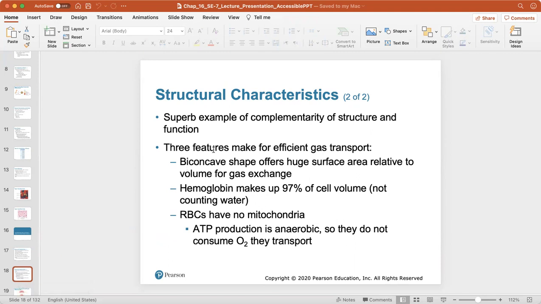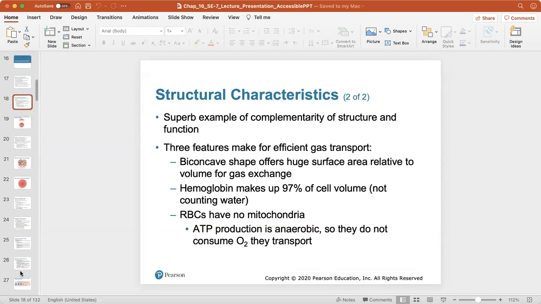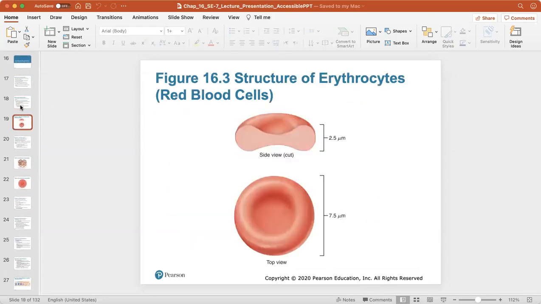Three features make the red blood cell very efficient for gas transport. The biconcave shape offers a huge surface area. Hemoglobin makes up 97% of the cell volume, and hemoglobin is the protein that transports oxygen. Red blood cells have no mitochondria, so their ATP production is anaerobic. What that means is that they're not consuming the oxygen they transport, which is important. So all the oxygen that red blood cells are transporting is going directly to the tissues.